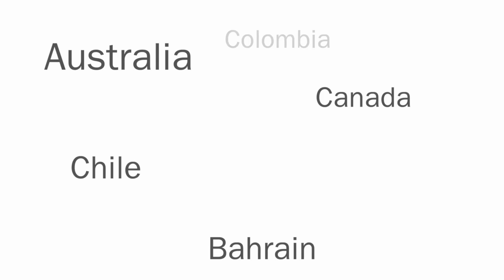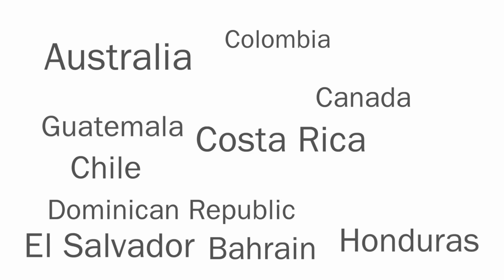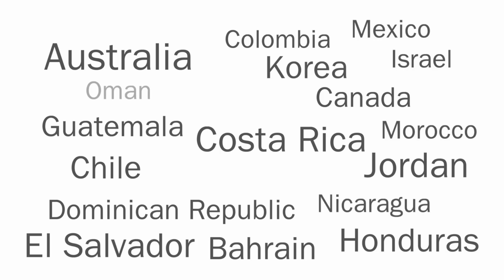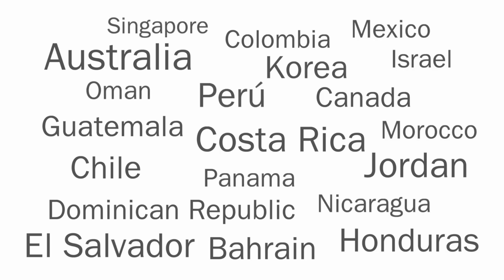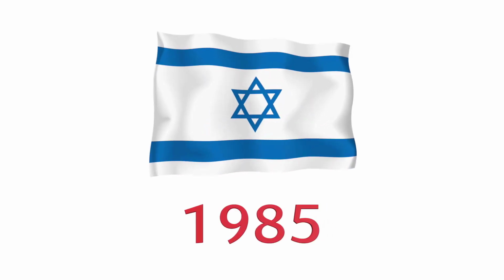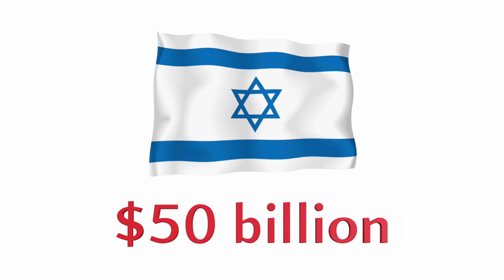Including both RTAs and BTAs, the United States is taking part in 14 trade agreements. The countries included in these 14 agreements are Australia, Bahrain, Canada, Chile, Colombia, Costa Rica, the Dominican Republic, El Salvador, Guatemala, Honduras, Israel, Jordan, Korea, Mexico, Morocco, Nicaragua, Oman, Panama, Peru, and Singapore. The first agreement that the United States signed was with Israel in 1985, with Israel now being the 24th largest trading partner of the country, amounting to about $50 billion in annual revenue.